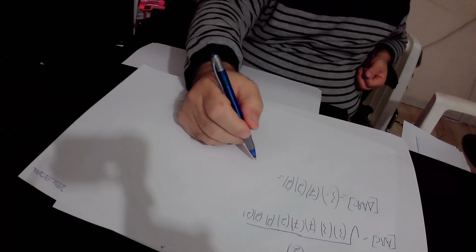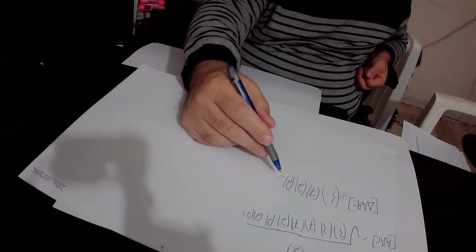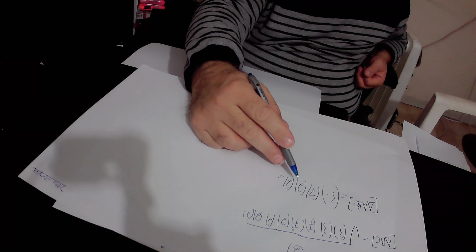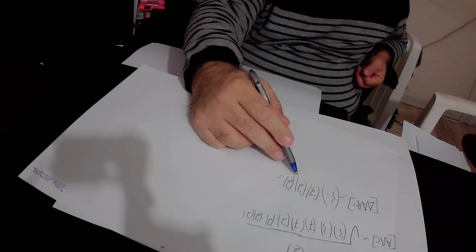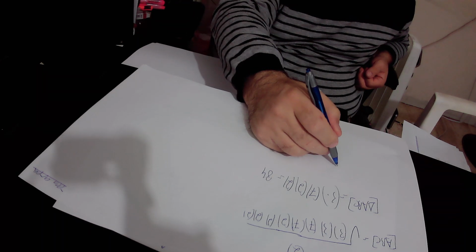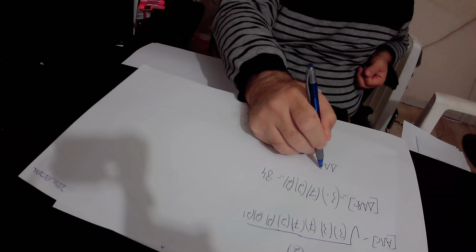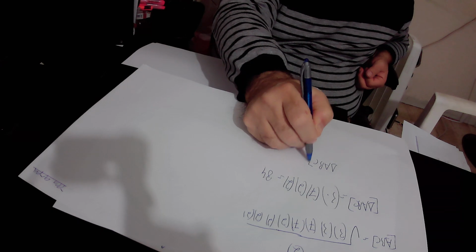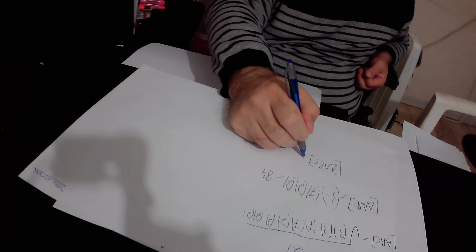So the area of triangle ABC equals 3 times 7, that is 21, 21 times 2 is 42, and 42 times 2 is 84. So we actually found out that the area of triangle ABC equals 84 square units.